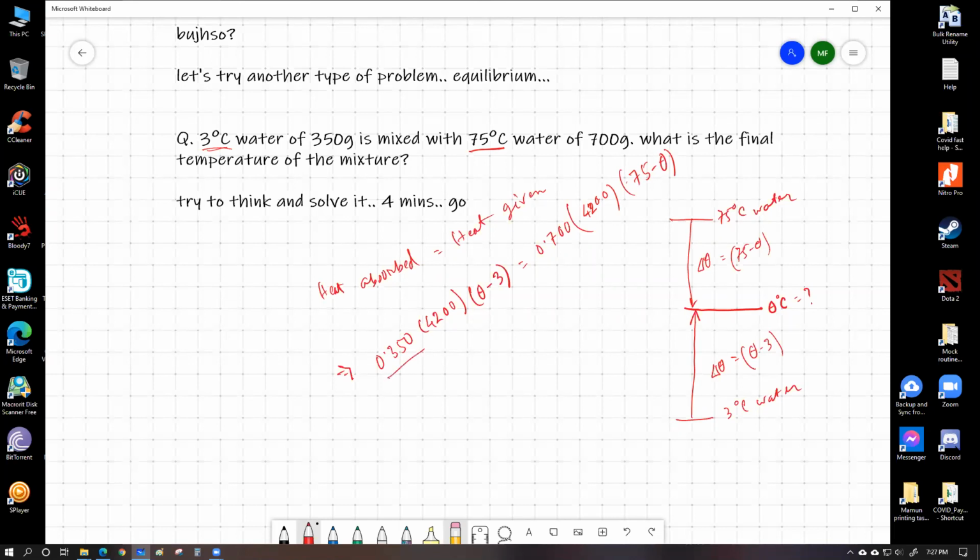This is the amount of heat the water absorbed, the cold water absorbed. This is the amount of heat that came out from the hot object.